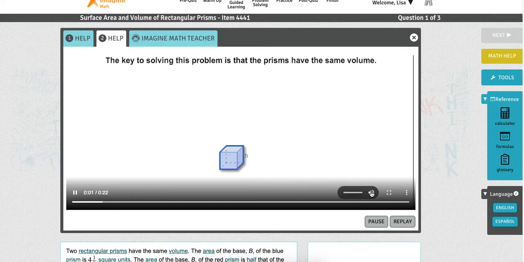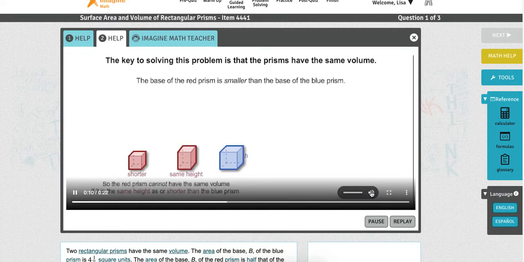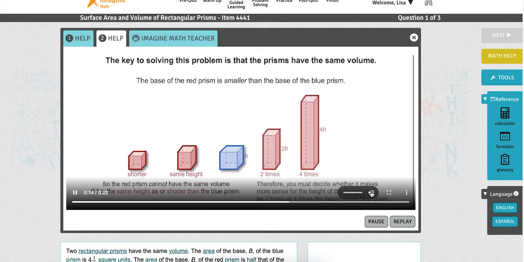This problem is that the prisms have the same volume. The base of the red prism is smaller than the base of the blue prism. So the red prism cannot have the same volume if it is the same height as or shorter than the blue prism. Therefore, you must decide whether it makes more sense for the height of the red prism to be 2 times or 4 times the height of the blue prism.